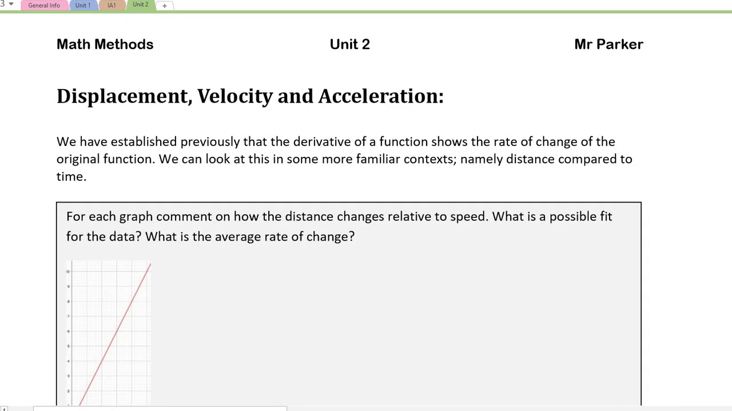Well, good news, people in physics, because we're doing some physics today. Displacement, velocity, and acceleration. So, for those of you not in physics, displacement is another word for distance.